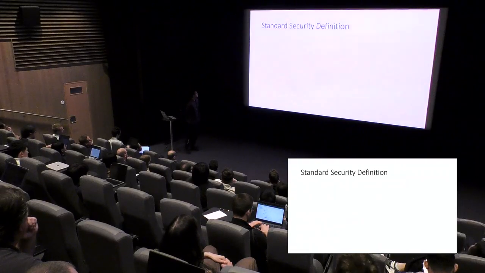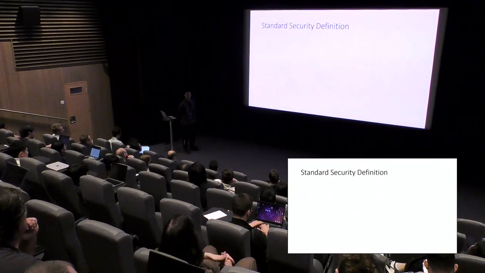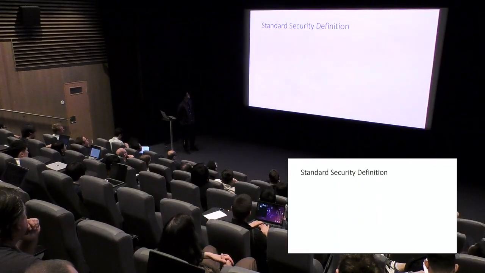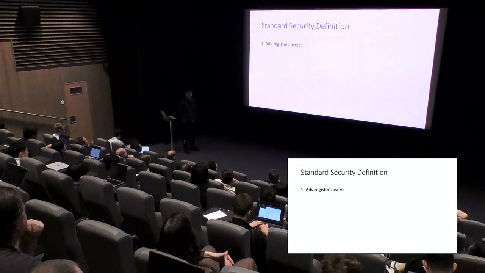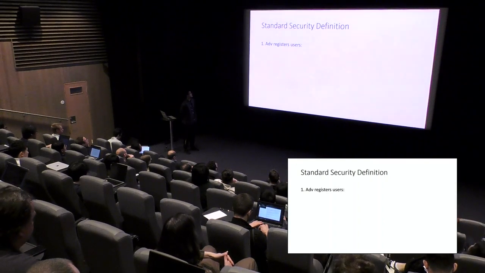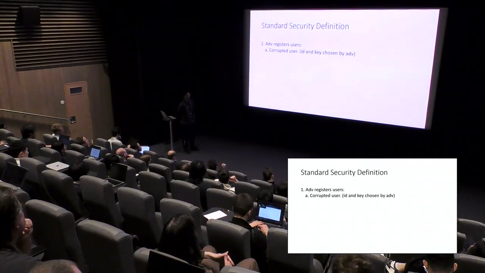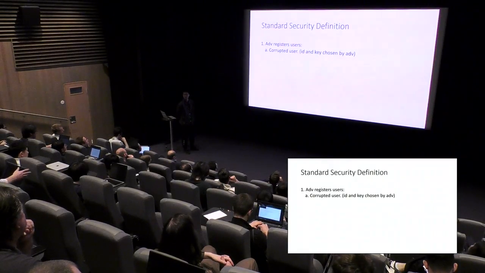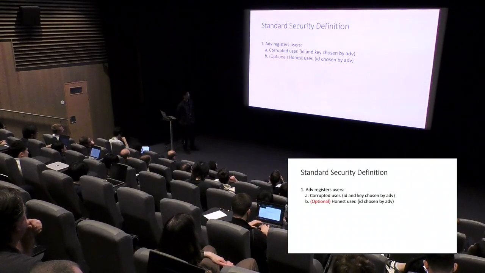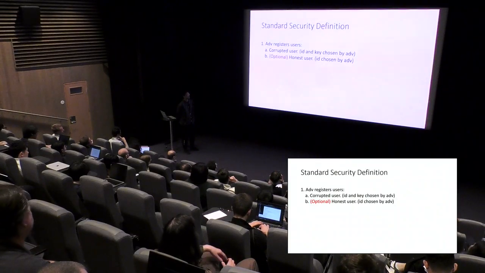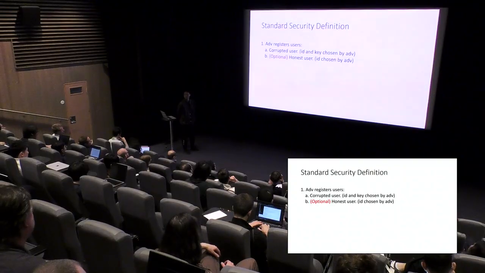Okay, so in order to see the impossibility result, let me first do a quick recap of the security definition. It is a game-based definition between an adversary and a challenger. At the beginning of the game, the adversary can register users. The users can either be corrupted, which means that both the identity and the key are chosen by the adversary, or the user can be honest, which means that only the identity is chosen by the adversary, while the key of the honest user is honestly sampled by the challenger.